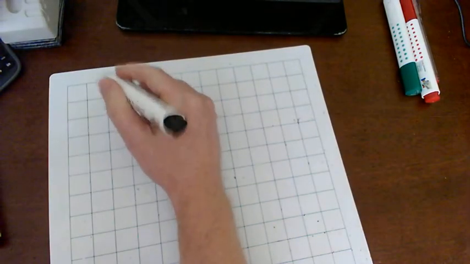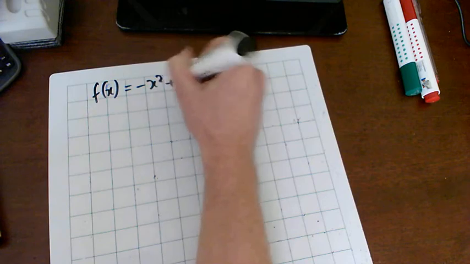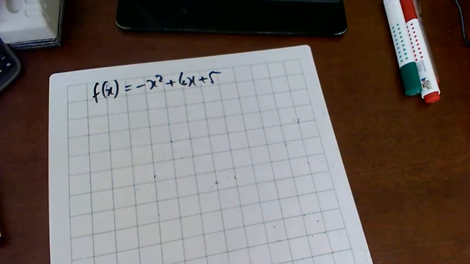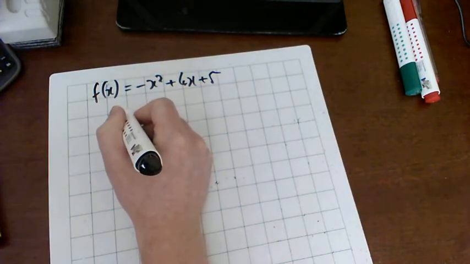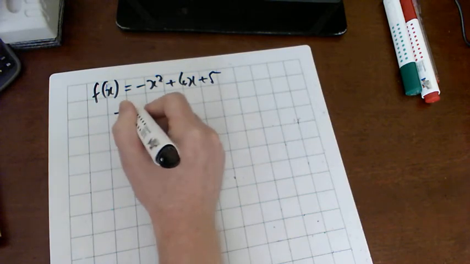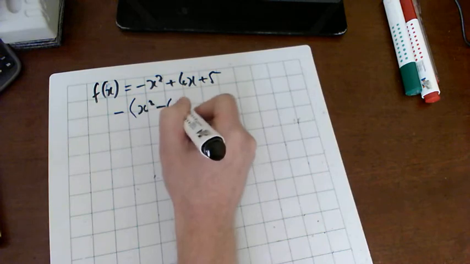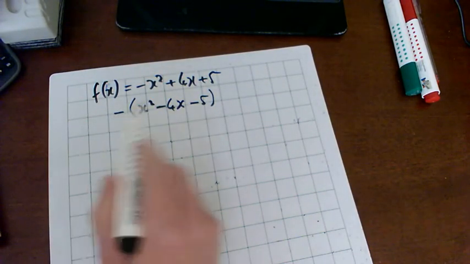Right, so completing the square. So I'm going to call it f of x. I'm going to start here. f of x is minus x squared plus 4x plus 5. To complete the square, we want to first take out that minus. So the minus comes outside and it becomes x squared minus 4x minus 5. Okay, and we leave that until the end.